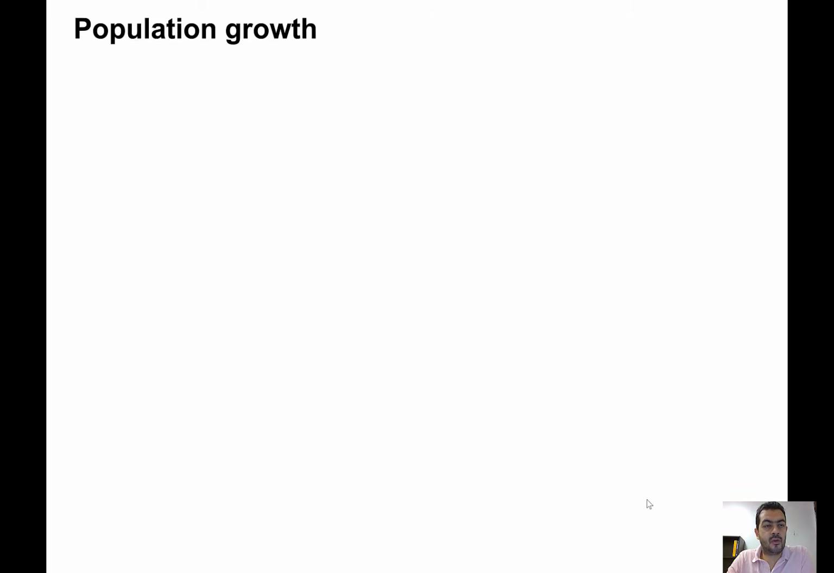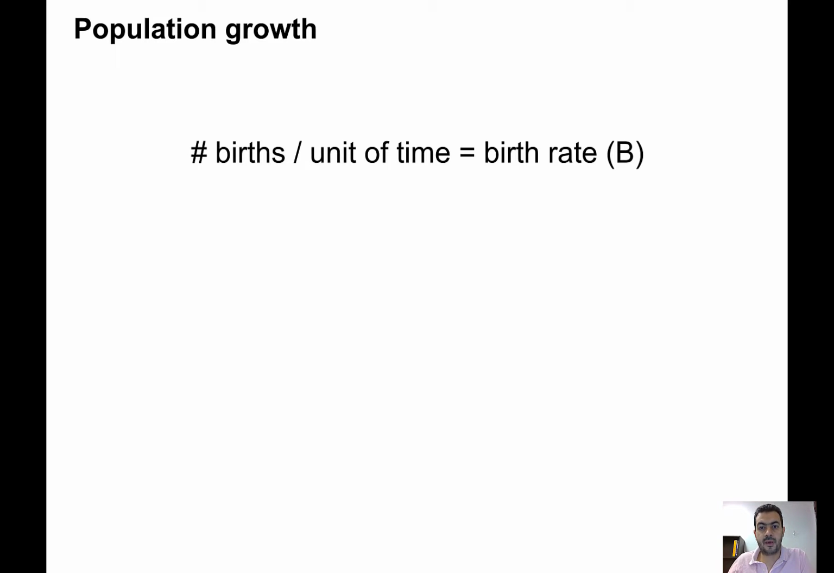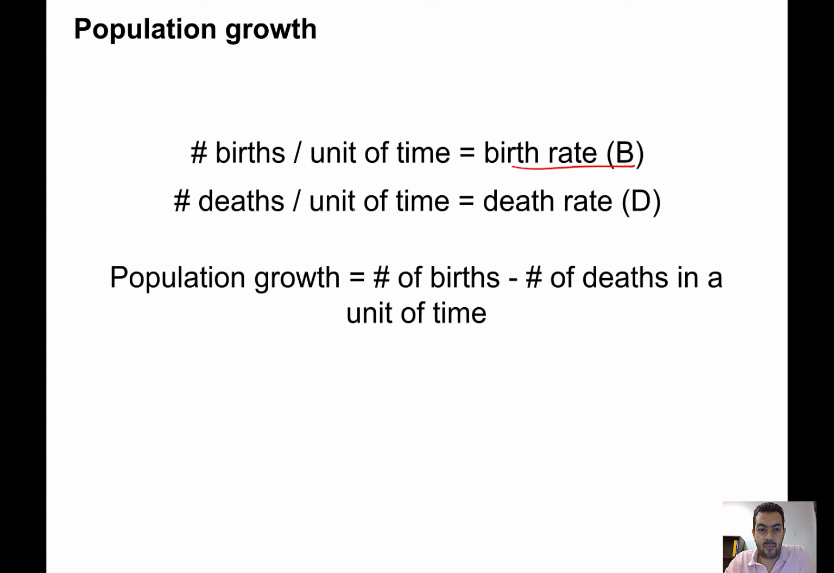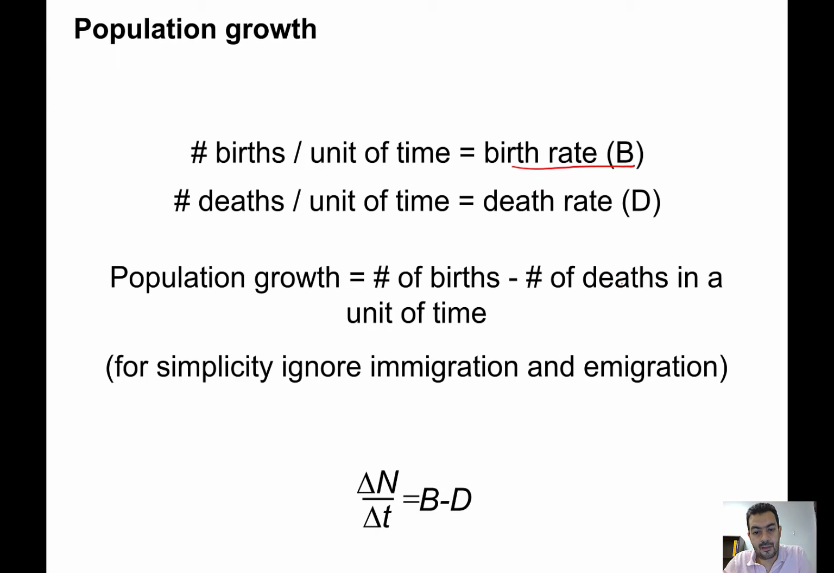So let's move on to the equations that deal with population growth. Let's first calculate the birth rate, which we give capital B. Birth rate is the number of births per unit of time, and in the same way the death rate, capital D, is the number of deaths per unit of time. So in this case, the population growth will be equal to the number of births minus the number of deaths in a unit of time. So delta N divided by delta T will be equal to B minus D.